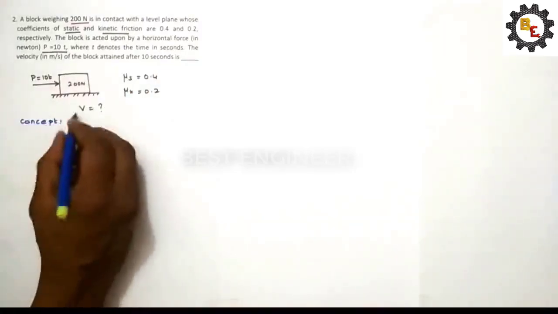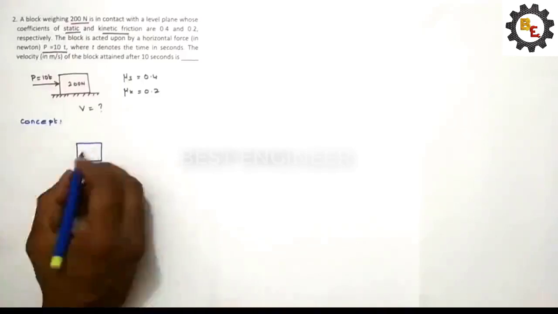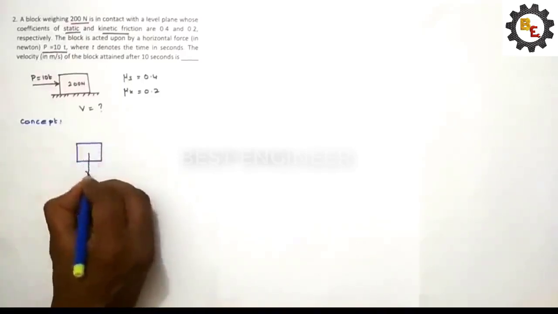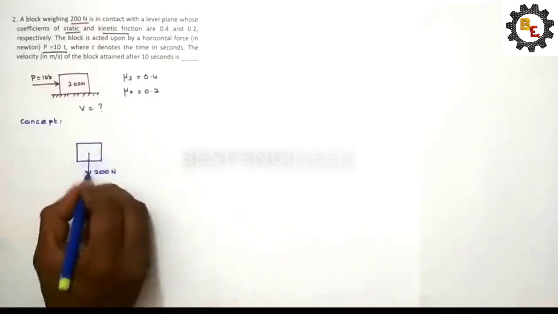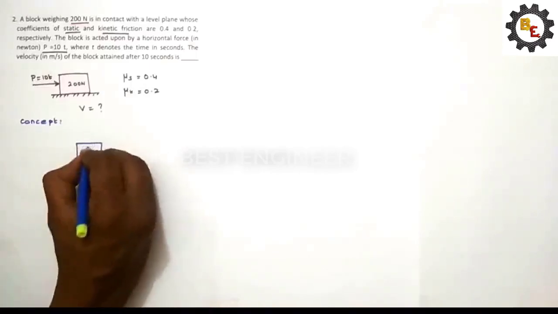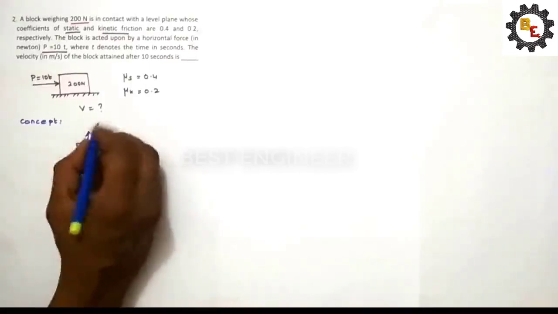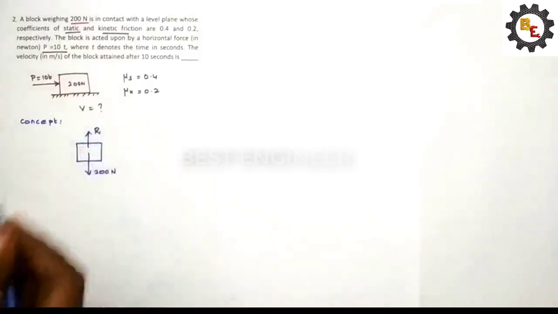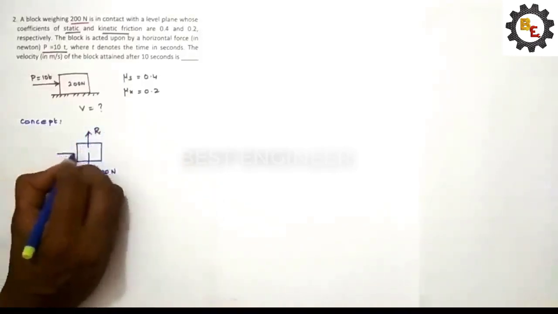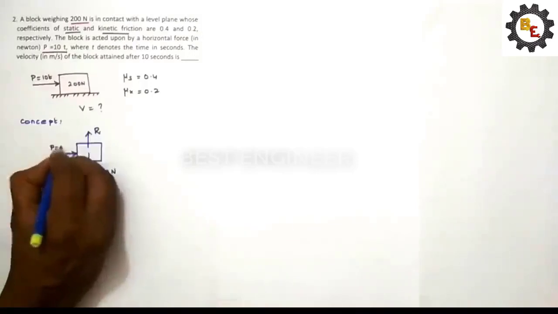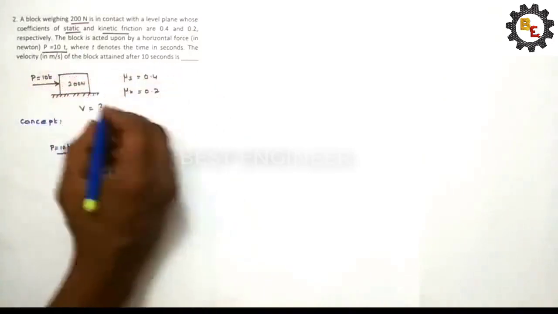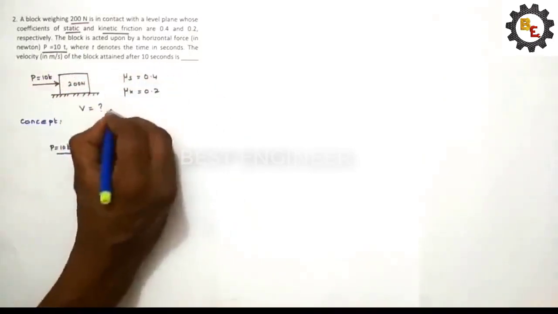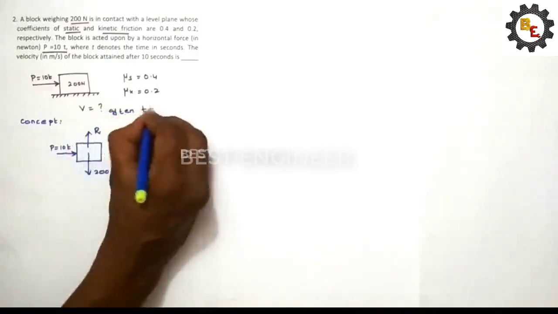Concept. Let me draw the free body diagram for this object. This is the block. Weight 200 Newton is acting downward. A normal reaction will act perpendicular to the contact surface, and we are applying a horizontal force P equal to 10t. The velocity in meters per second of the block is attained after 10 seconds. V equals what after t equals 10?